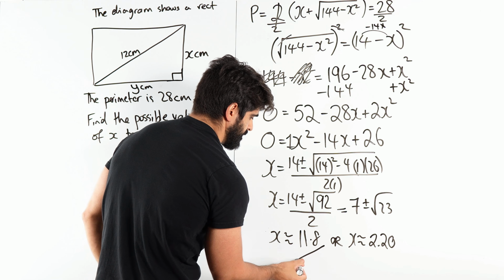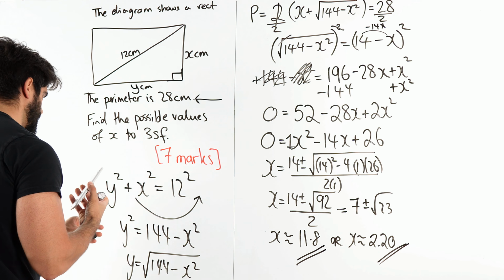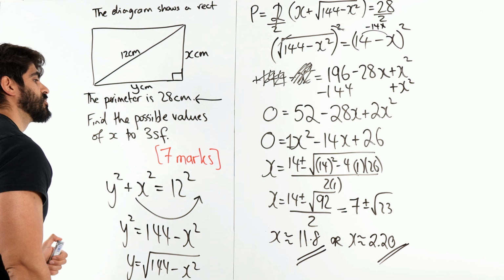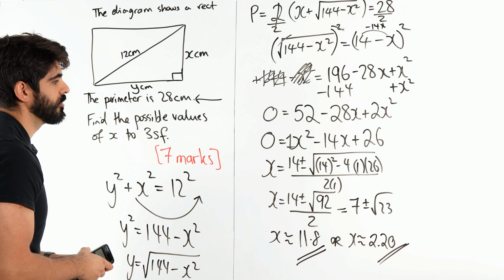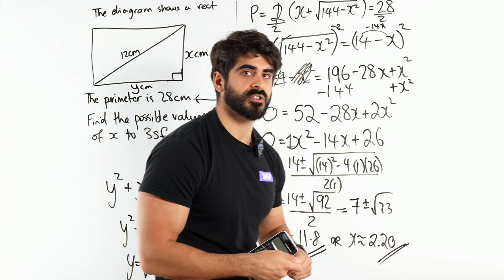And that's it. These are your two solutions for 7 marks. What do you guys think? I mean, you did have to do Pythagoras, you did have to do quite complicated solving. It might look simple now, but the process is not very simple. That's why it's worth a lot of marks, okay?